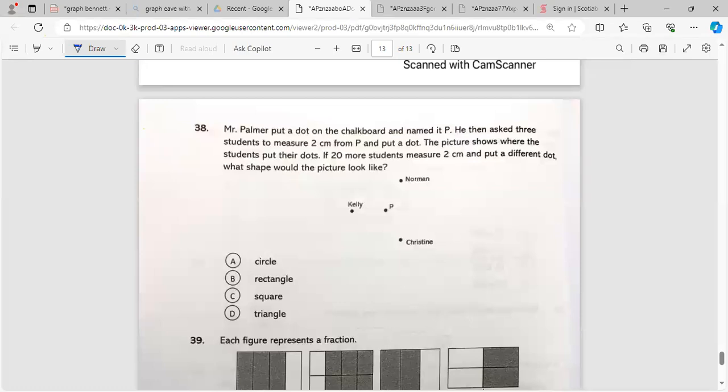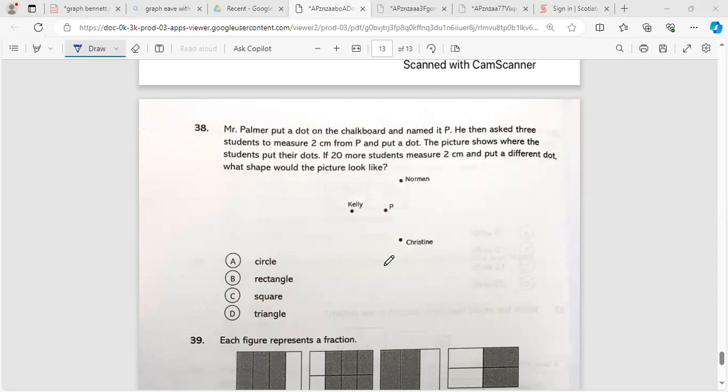So let's look at 38. Who would volunteer for this one? Me, sir. Alright, go ahead and tell us what you think. Take your time though, we're not rushing you.